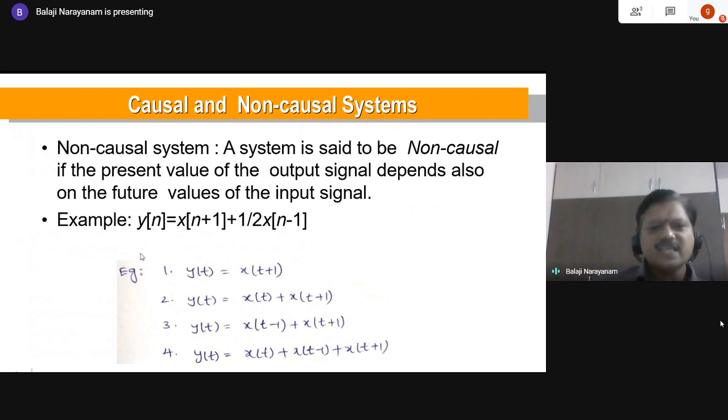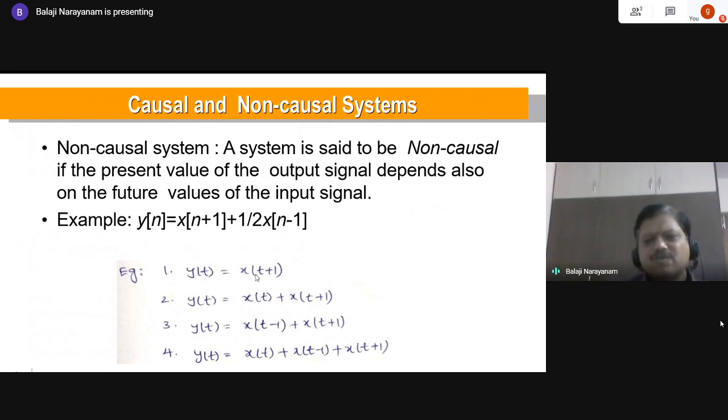Now, in the equation, it's a clear case of y of n is equal to x of n plus 1, 1 by 2 x of n minus 1. So here you will observe that there are examples for both discrete sequence as well as continuous sequence. Those with t are continuous in nature, and wherever n is there, you can understand they are discrete sequences.